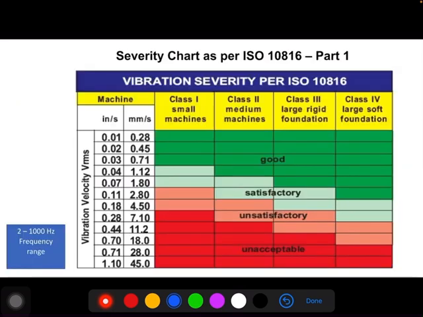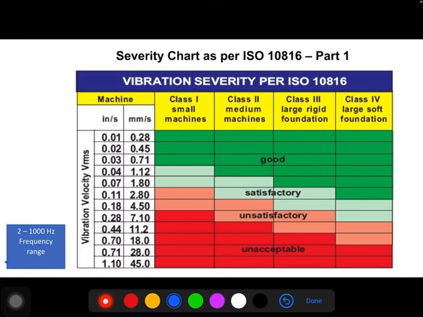So all these class 1, class 2, class 3, class 4 are summarized in table format. So it would be easy for you to understand clearly what should be the acceptable limit in one table form. As I already told, its frequency range is 2 to 1000 Hertz.